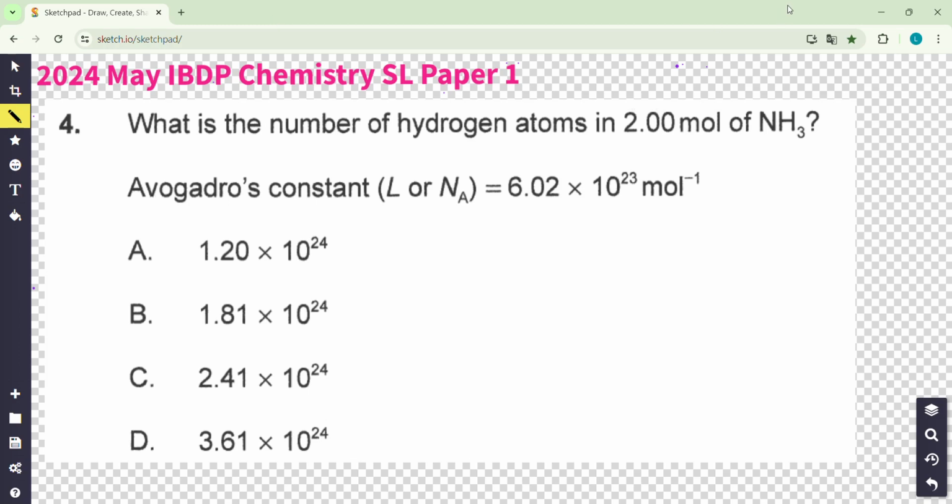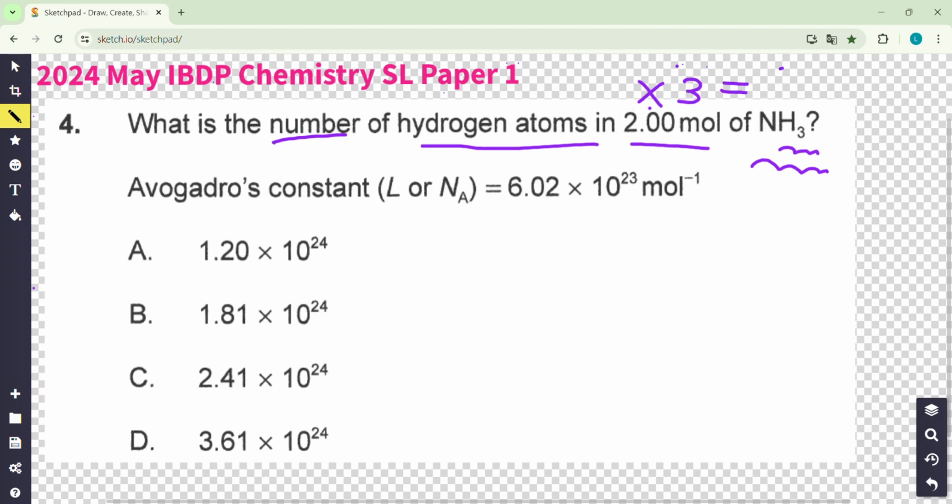Hello everybody. Question 4 tests your understanding about Avogadro number and also about the concept of molecule and atom. I asked about the number of hydrogen atoms in 2 moles of ammonia molecules. So NH3, okay? Each mole has 3 moles of hydrogen atoms. So 2 moles, times 3, altogether 6 moles of hydrogen atoms.